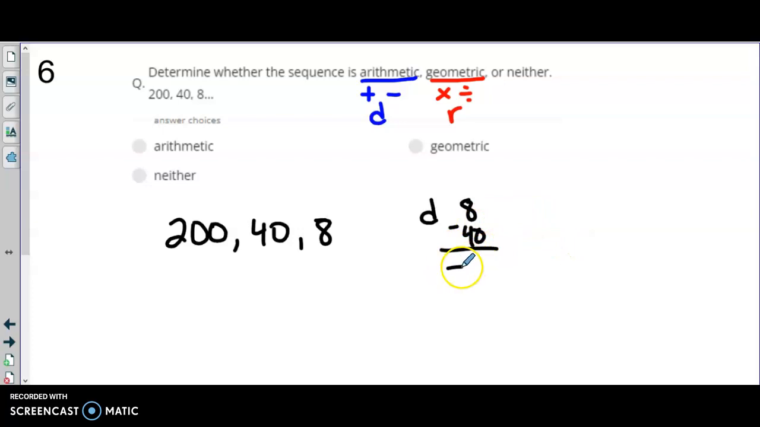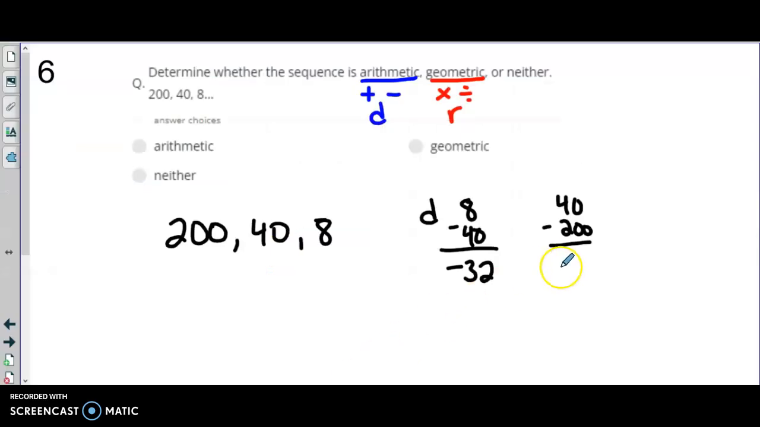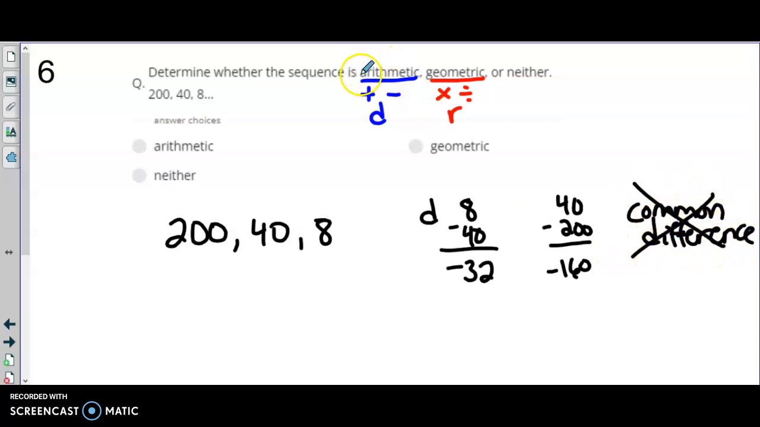And then we're going to do it again to see if it equals the same thing. So then we're going to do 40 minus 200 and see what that equals. 40 minus 200, that's a negative 160. So since these are not the same, we do not have a common difference, which means it cannot be arithmetic. So that one's a goner.